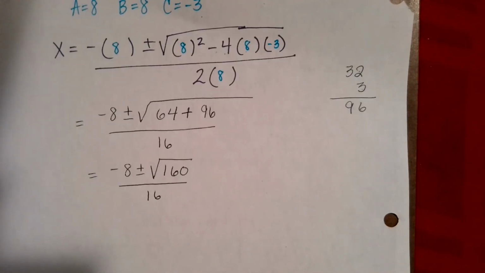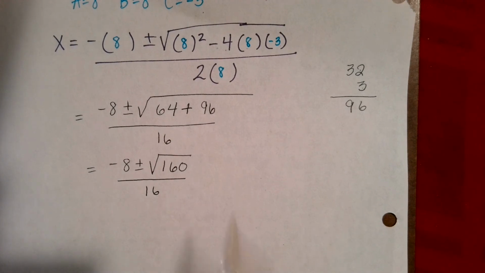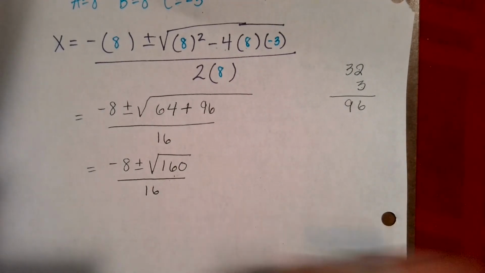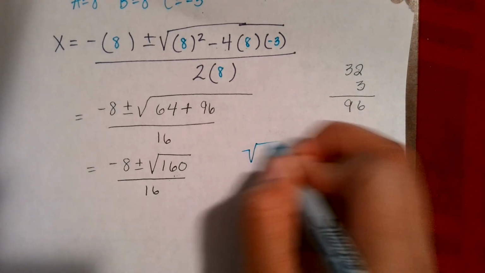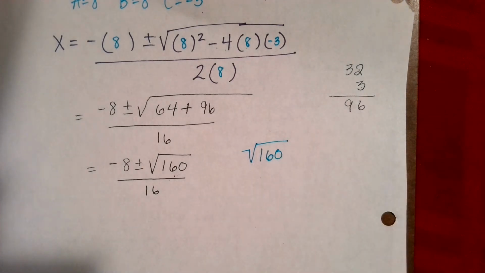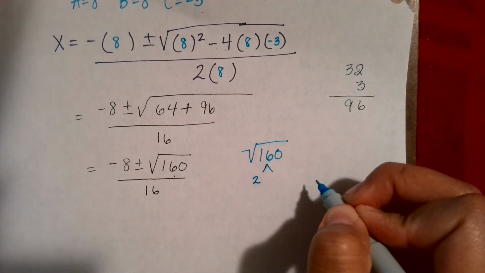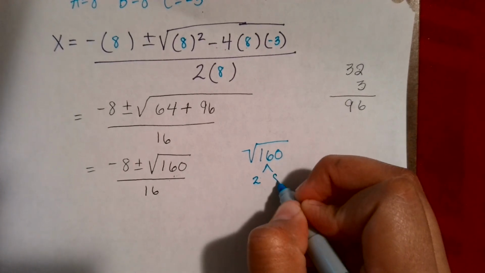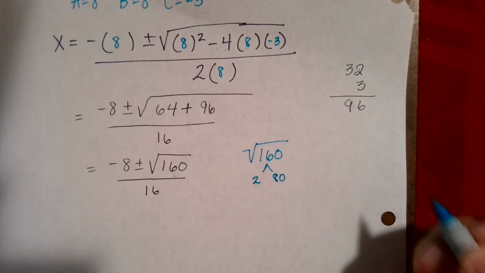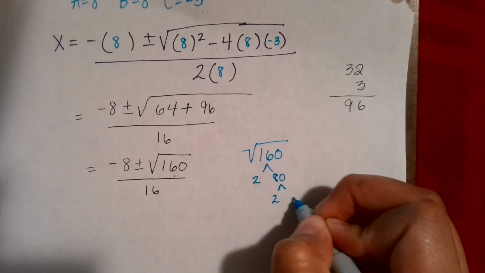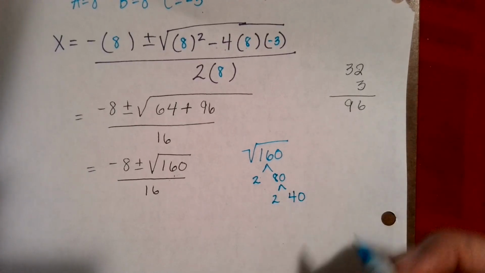All right, so this one's going to be a little bit longer just because this square root is so big. So let's go ahead and simplify the square root of 160. And again, I'm going to start with my factor tree just like I did in the other ones. So I always like to start with 2. So what's half of 16? 8. But it's 160, so it's 80. And then I can't simplify the 2 no more. 80 is 2 times 40.